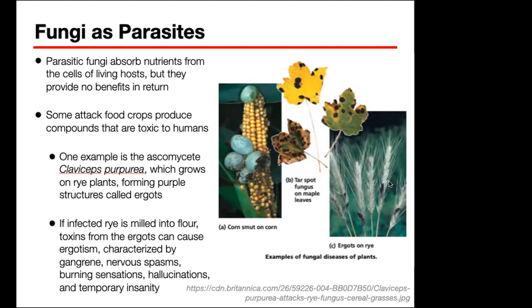These ergots on rye, if na-mill siya into flour, would carry with it the toxins from the ergots, which can cause ergotism. So ergotism is a disease that's characterized by gangrene, yung nervous spasms, burning sensations, hallucinations, and temporary insanity. So ganun yung mga possible niya na health risk.